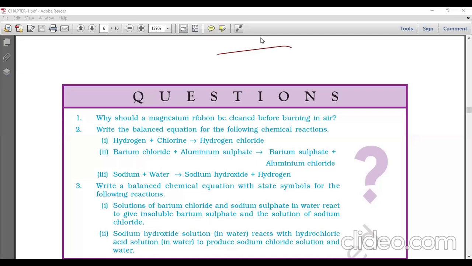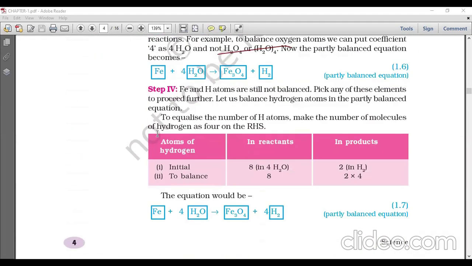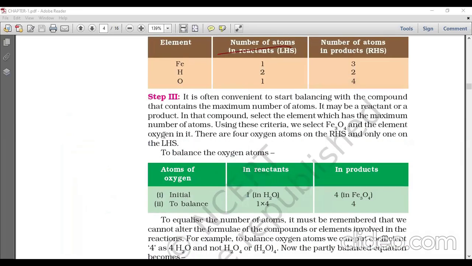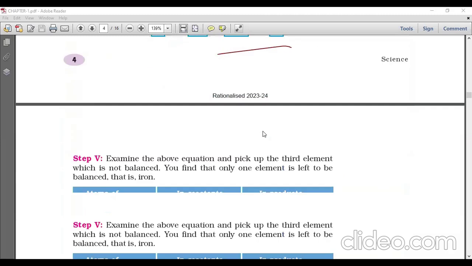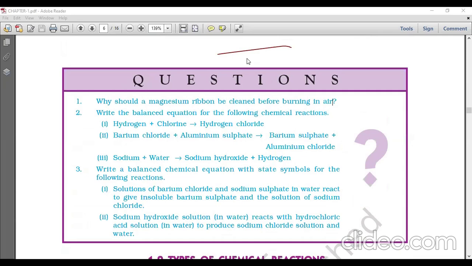Hello everybody. In the last video, we studied the previous topic about how to balance chemical equations. Today in this class, we are going to study the questions given on page number 6. Now, the first question I'll read: why should a magnesium ribbon be cleaned before burning in air? This is the first question.